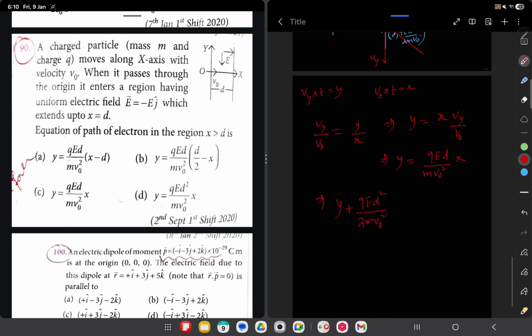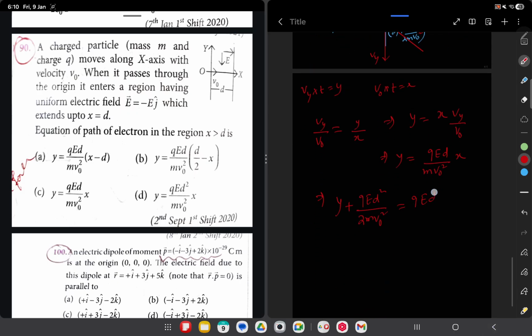In place of Y you will write, so this is QED mv naught square X. So your answer will come minus QED mv naught square D by 2 minus X. Why minus? Because Y is in the downward direction, that's why minus. So this will be your answer.